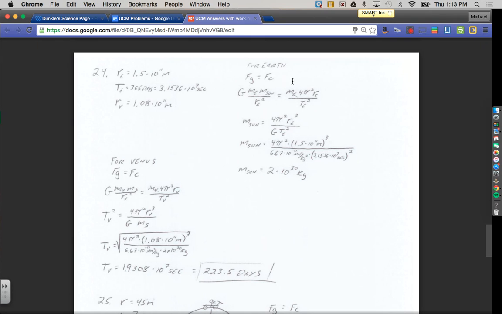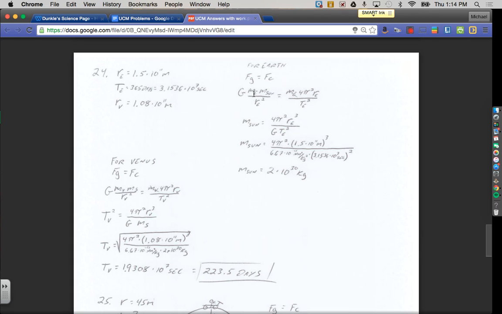If you're going to use the equations on your equation sheet, you would use the one that's set up for T equals some stuff, and you'd have to do a little algebra to solve for the mass of the Sun. I'm just going to set it up and do the algebra from scratch, which is gravity equals the centripetal force. Gravity, I'm going to use Newton's law of universal gravitation. For centripetal force, I have the orbital period, so I'm going to use the m 4 pi squared r over T squared version. I want to solve for the mass of the Sun.